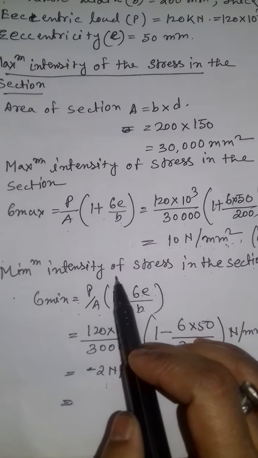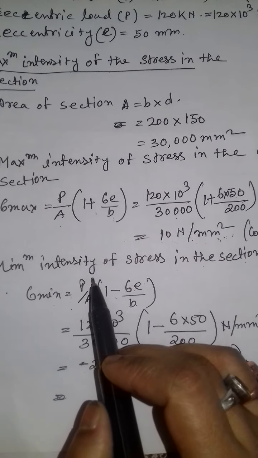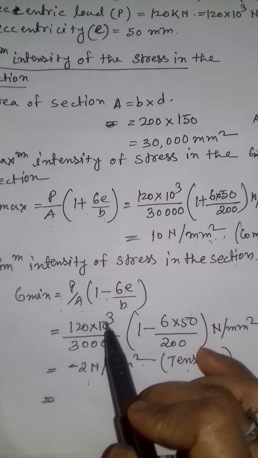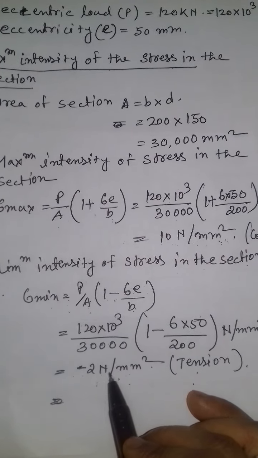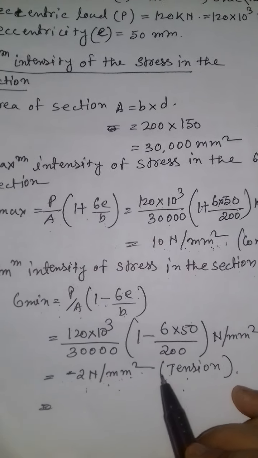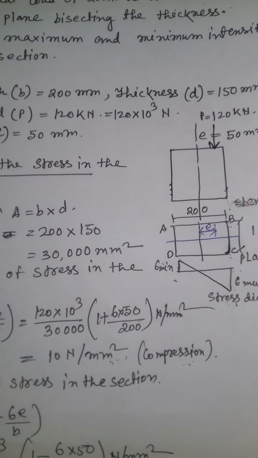And the minimum intensity of stress in the section we know, sigma min is equal to P by A into 1 minus 6E by B. Here also put these values and it comes minus 2 Newton per mm square. This is negative, so it is tension in nature. So now we draw the figure.